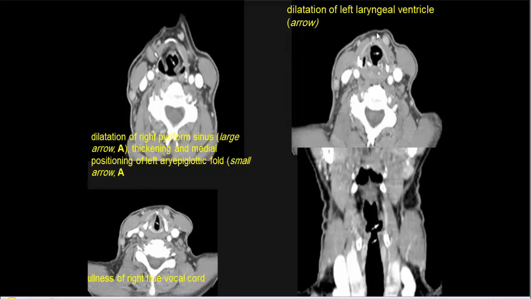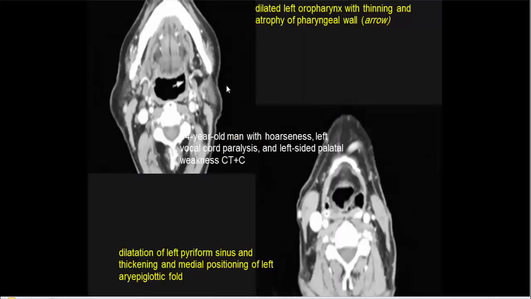This is dilatation of the left laryngeal ventricle. This is a dilated left oropharynx with thinning and atrophy of the pharyngeal wall. This is a 54-year-old man with hoarseness, left vocal cord paralysis, and left-sided palatal weakness.